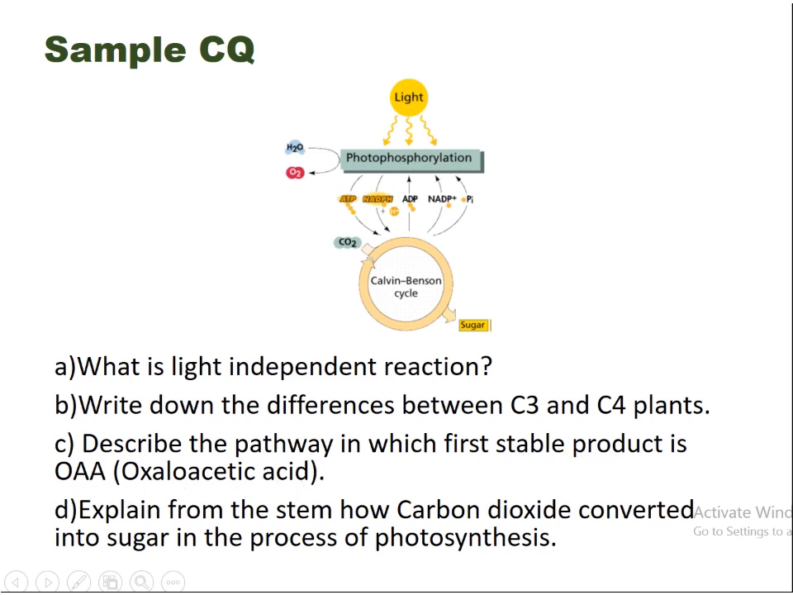The oxaloacetic acid is the first stable product of the C4 pathway. That means you have to describe the C4 pathway in question C. Then question D: you have to explain how carbon dioxide is converted into sugar in the process of photosynthesis. The pathway is the Calvin cycle, or C3 cycle.